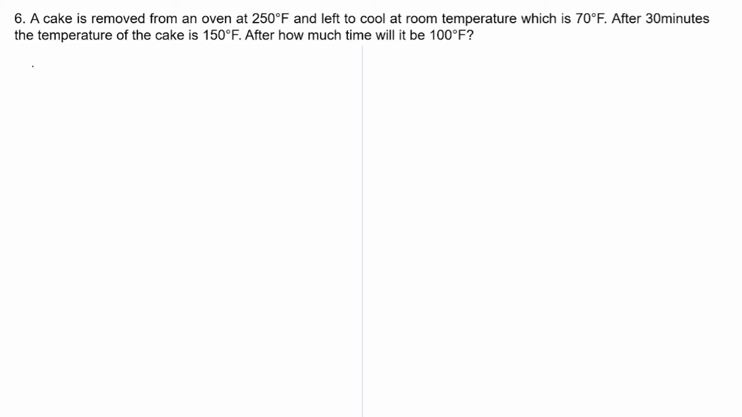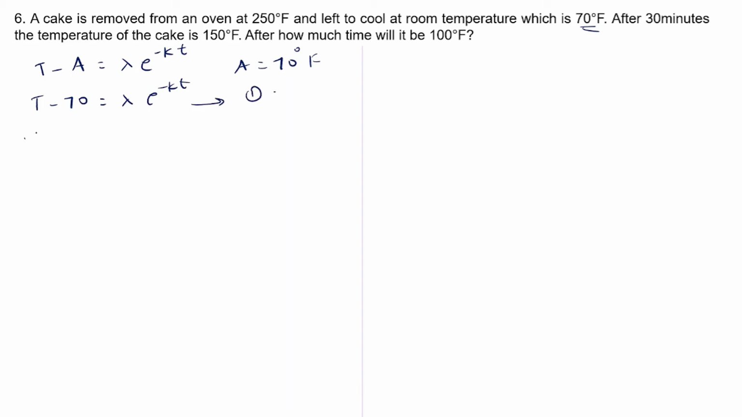So first let us write the model. The model is T minus A equal to lambda into e raised to minus kt. So A is given as 70 degree Fahrenheit. A equal to 70 degree Fahrenheit, that is the room temperature. So T minus 70 equal to lambda into e raised to minus kt.